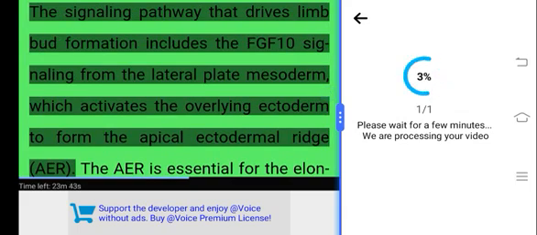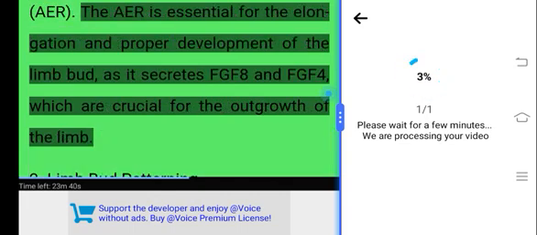The signaling pathway that drives limb bud formation includes the FGF10 signaling from the lateral plate mesoderm, which activates the overlying ectoderm to form the apical ectodermal ridge, the AER. The AER is essential for the elongation and proper development of the limb bud, as it secretes FGF8 and FGF4, which are crucial for the outgrowth of the limb.